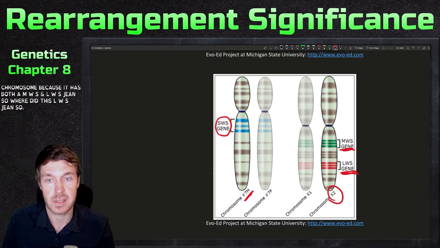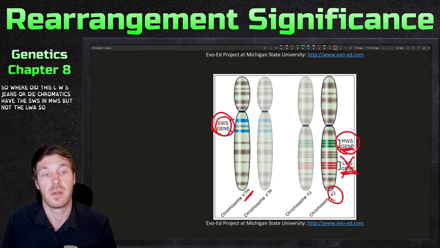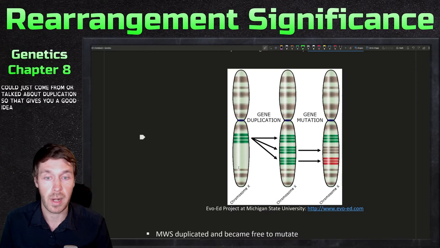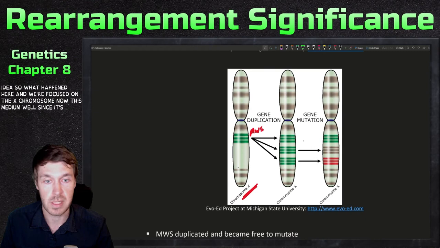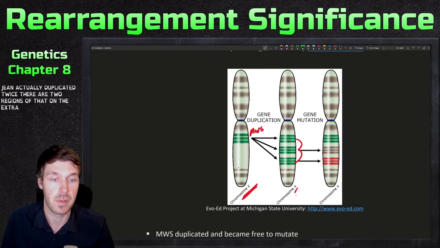So dichromats have the SWS and MWS, but not the LWS. So where could this have come from? We're talking about duplication, so that gives you a good idea. So what happened here, again, we're focused on the X chromosome now. This medium wave sensitive gene actually duplicated twice. There are 2 regions of that on the X chromosome. Don't worry about this one. This one didn't end up doing anything important.